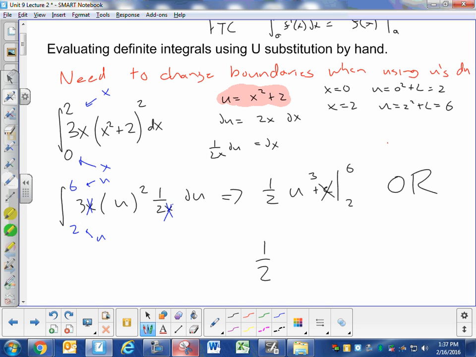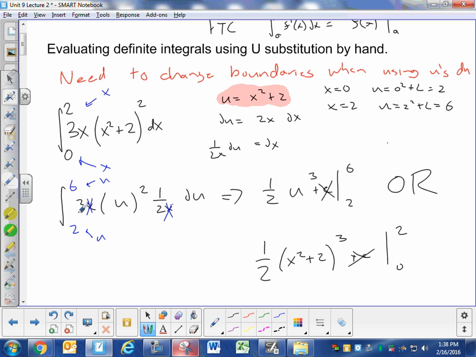Well, if I plug back in what my u is equal to, we don't need the plus c, of course. Well, guess what? These u's that I changed from 0 to 2 to 2 to 6, I'll have to change back to 0 to 2. Now, what we will notice is that we'll get the same exact answer when we're finding the change. Here and here will produce the same answer. I take 6 cubed times a half minus 2 cubed times a half, which is going to be the same as 2 squared plus 2 cubed times a half minus 0 squared plus 2 cubed times a half. It ends up being the same thing.